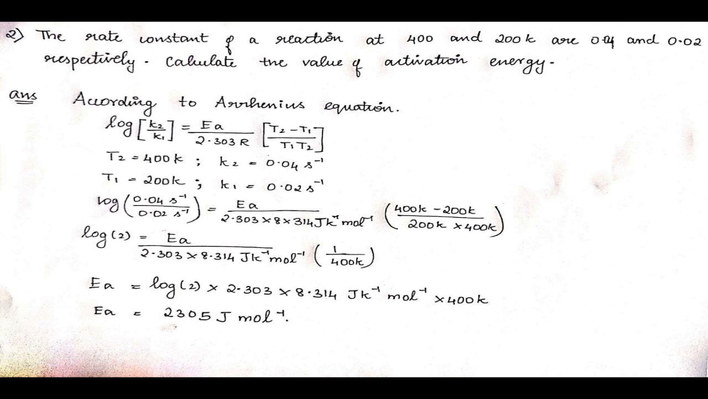Log 2 is equal to Ea divided by 2.303 into 8.314 joule Kelvin inverse mole inverse into 1 divided by 400 Kelvin. To find the value of Ea, Ea is equal to log 2 into 2.303 into 8.314 joule Kelvin inverse mole inverse into 400 Kelvin, whereby Ea is equal to 2305 joule mole inverse.